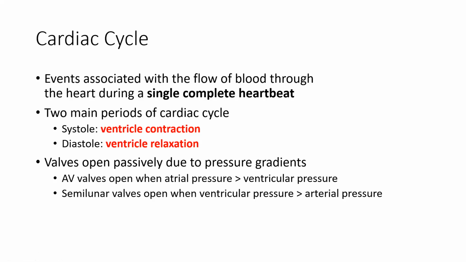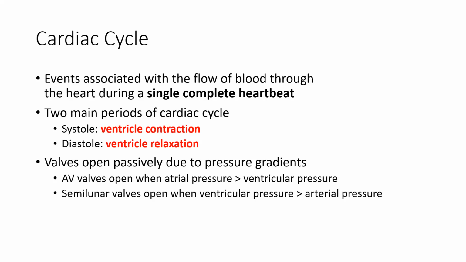Now, we talked about this before. The opening and closing of valves is really a passive event. This happens due to the pressure gradients that are created across that valve. So in order for the AV valves to open, the pressure that's within the atria must exceed or be higher than the pressure that's down in that ventricle. And so naturally, it's going to create a pressure gradient that just kind of forces that AV valve open.